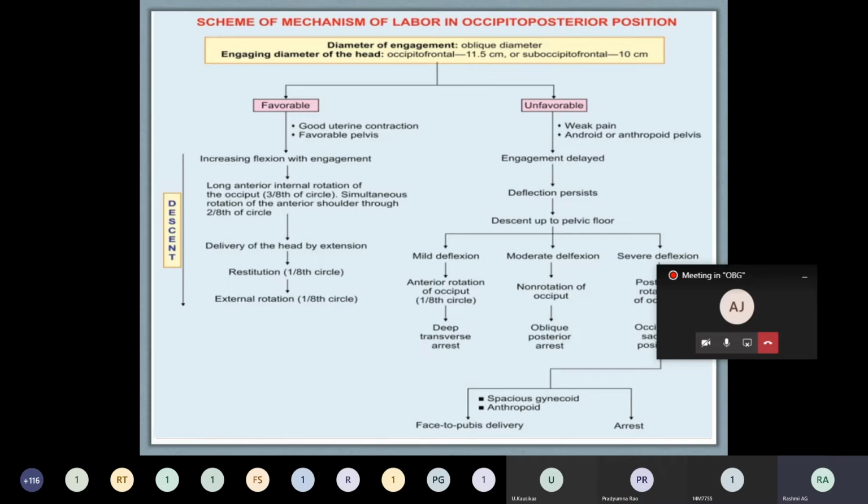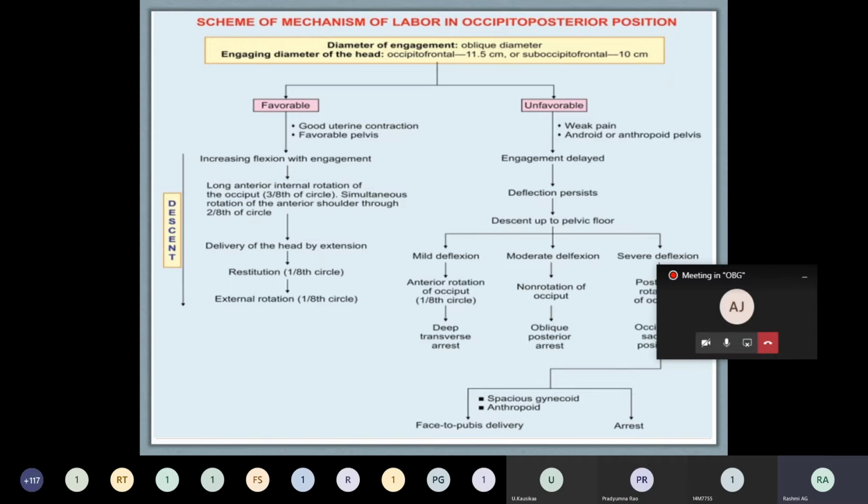When the head hits the pelvic floor, because there is more space posteriorly, three things can occur. One is the rotation: internal rotation starts taking place, either by 1/8, 2/8, or 3/8. For normal delivery to take place, it has to rotate by 3/8 of the circle, so that the occiput comes and lies directly behind the symphysis pubis.